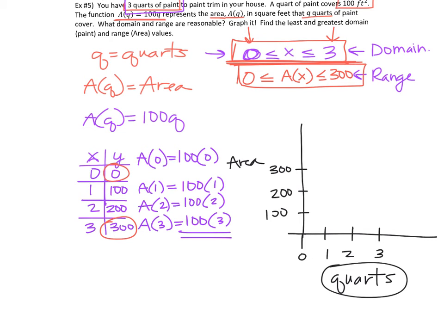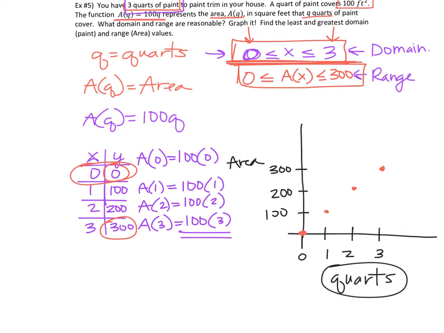Okay, so when you graph this, you are plugging in these points: 0, 0, 1, 100, 2, 200, and 3, 300. Now here's my question. Is this a continuous or a discrete graph? Do we need to draw a line in here? Yes. Why? Because you can use half. You could use half of a quart. You could use a quarter of a quart, right? You don't have to use a full quart of paint every time you paint.